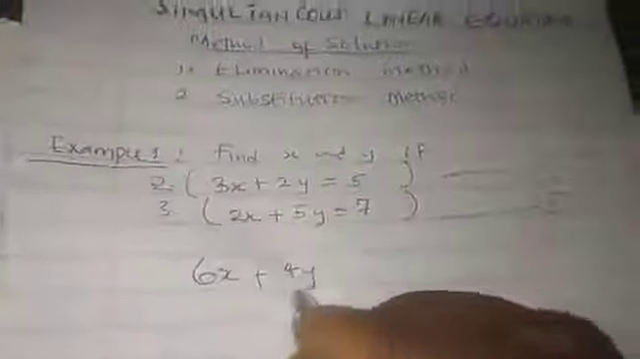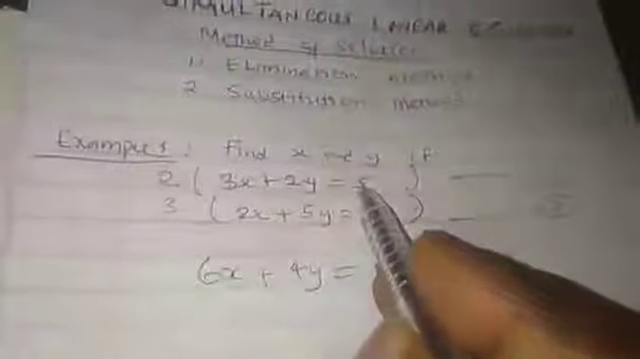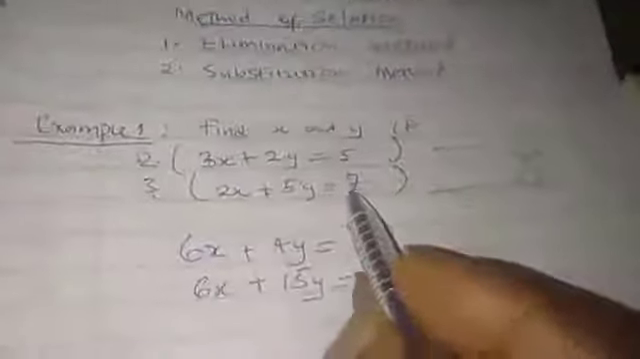Let's multiply it. 2 times 3x will give me 6x, plus 2 times 2y will give me 4y, equal to 2 times 5, that will give me 10. Also this, 3 times 2x will give me 6x, plus 3 times 5y will give me 15y, equal to 3 times 7, will give me 21.